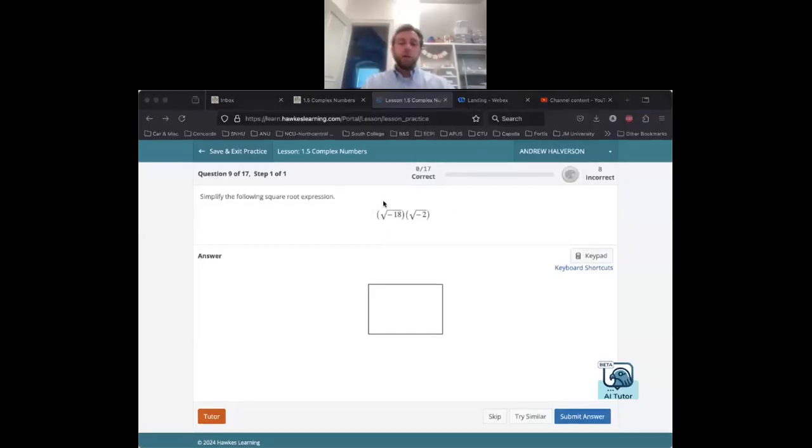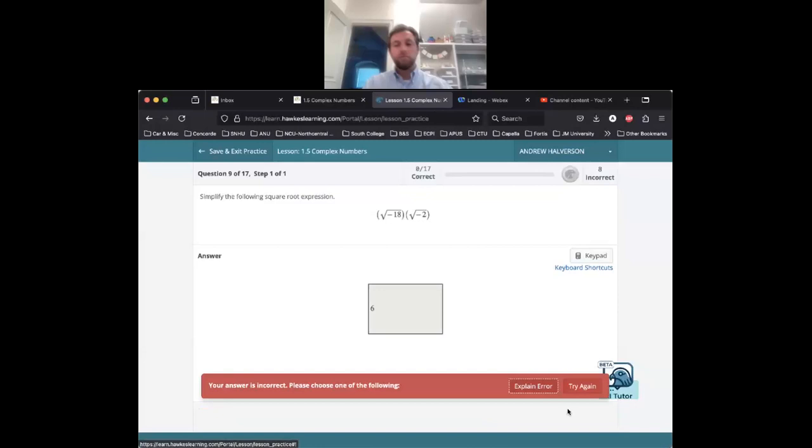What can we do with this one? We're multiplying radicals. There's two ways to go about doing it. Probably the more straightforward way. Well, I wonder what they do. Okay, hold on. I'm going to put it in the answer. Yeah, that's wrong. Here's what they want you to do. They want you to turn this into an expression with I, okay?